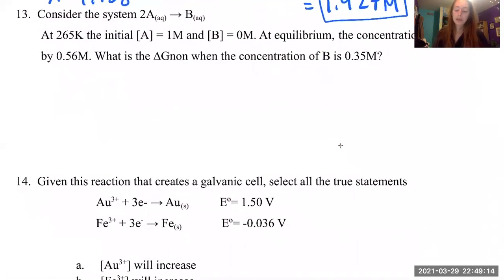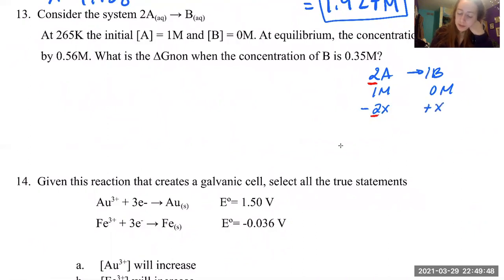Okay, 13, we're doing something similar, but a little bit extra steps. Let's set up another ICE table. We have A, 2A goes to B. We have our initials, 1 molar, 0 molar. We have some change. Our change is going to be 2x this time because we have a 2 coefficient here. And we're going to end up with some result down there. Here it's just going to be plus 1x because we have one coefficient.